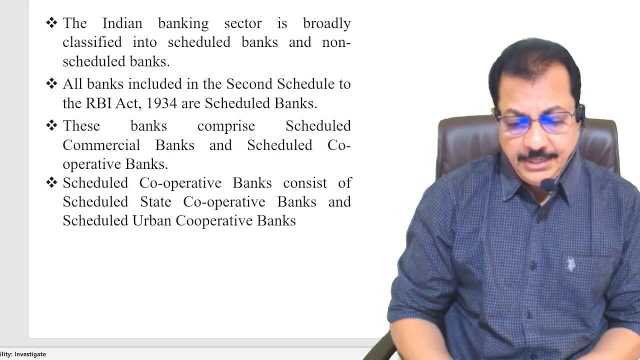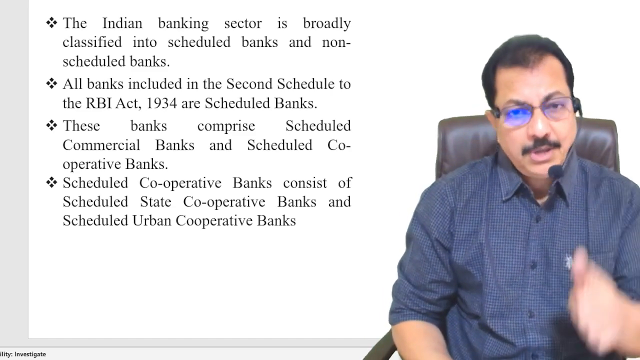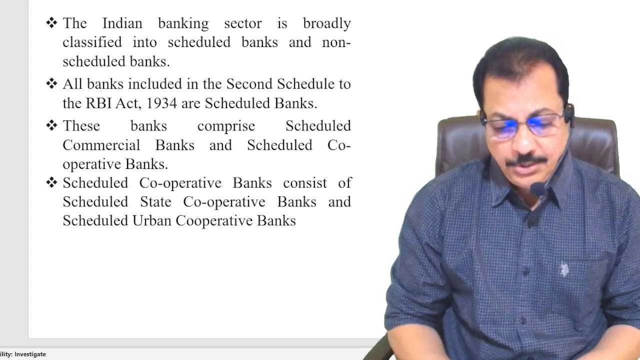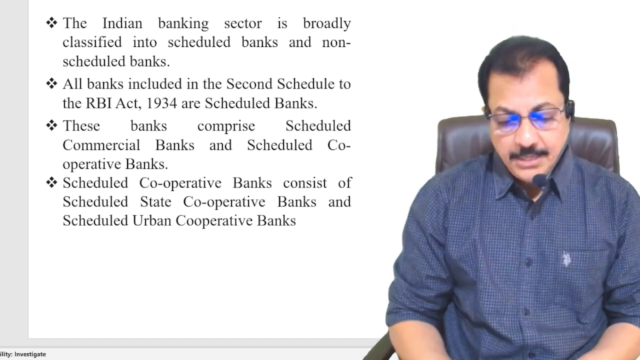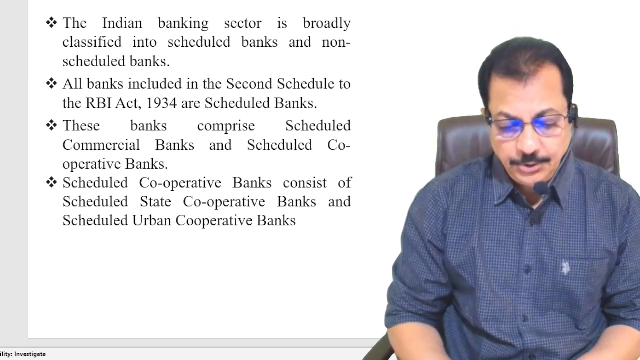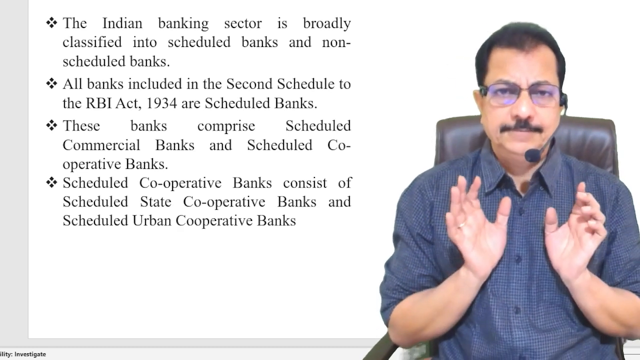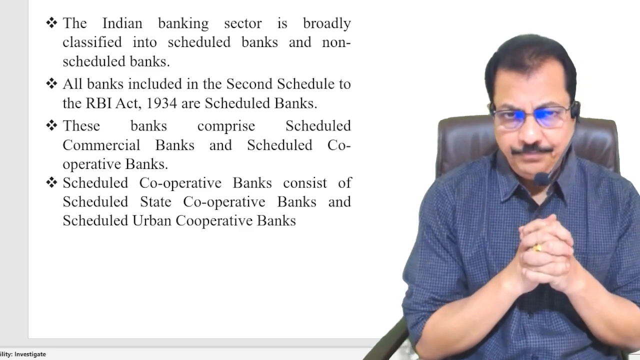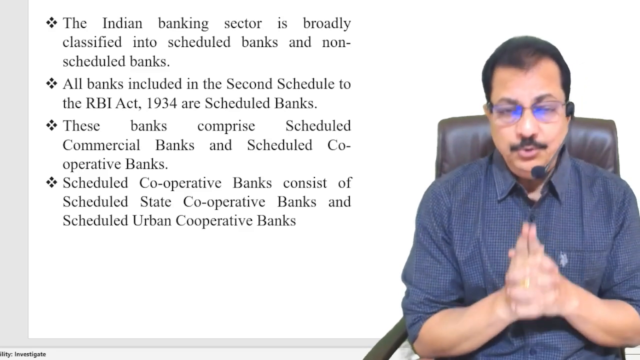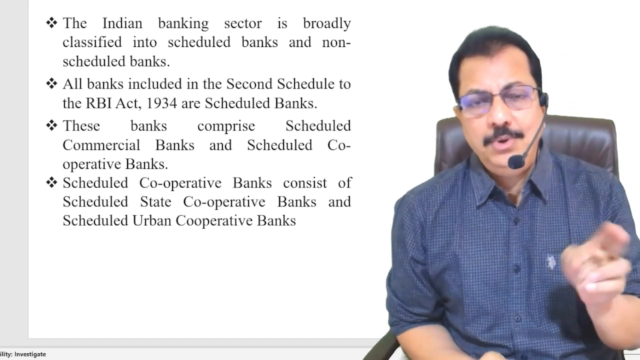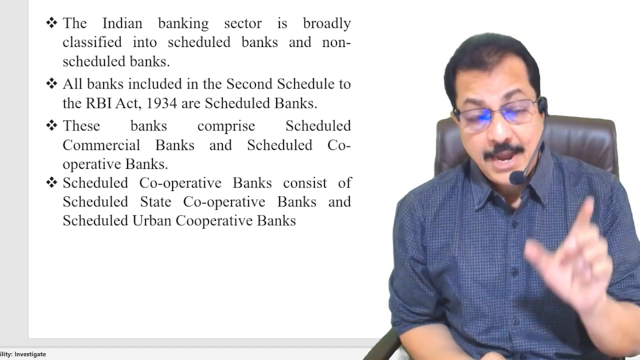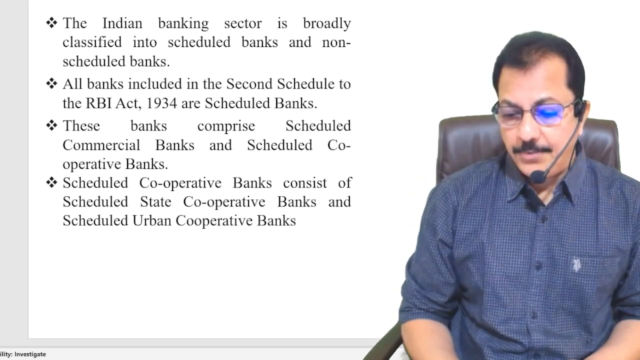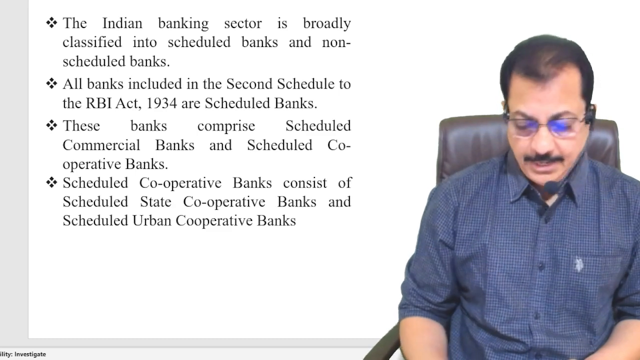Now, these banks comprise scheduled commercial banks and scheduled cooperative banks. We already understood. Again, scheduled cooperative banks consist of the state cooperative banks and scheduled urban cooperative banks. So the same points we have discussed earlier in this chart also. But the one point which is very new here is the second schedule of RBI Act. Clear? And there you have the mention regarding the scheduled banks. Very, very important point. From here, let's go ahead and have a discussion.